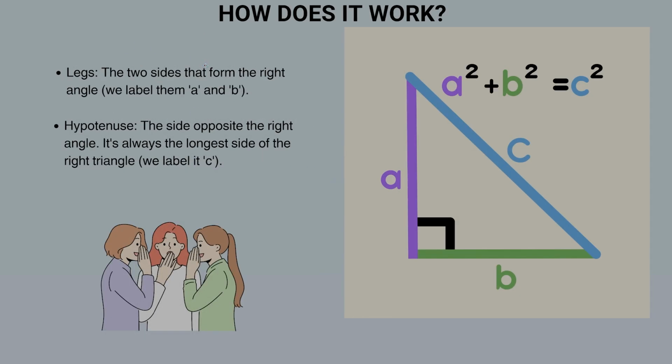So how does this theorem work? In here we have two sides. We call them legs, and they form the right angle. We label them A and B. For the hypotenuse, it's the longest side, the side opposite the right angle. You can see this is the longest side, and I label it C.